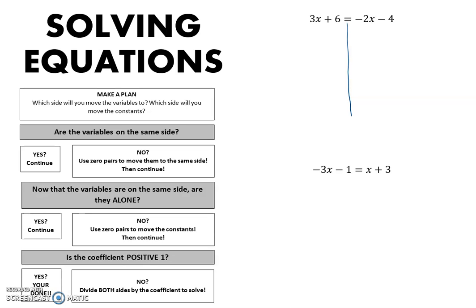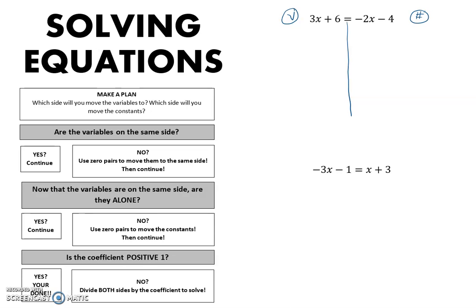Okay. First thing I'm going to do is decide up front where you're moving your variables and where you want to move your constants, right? So it doesn't matter which way you choose, but this might just help us. So I know, okay, if I'm moving my variables to the left, my numbers have to go to the right side. So helping me organize my thoughts here.